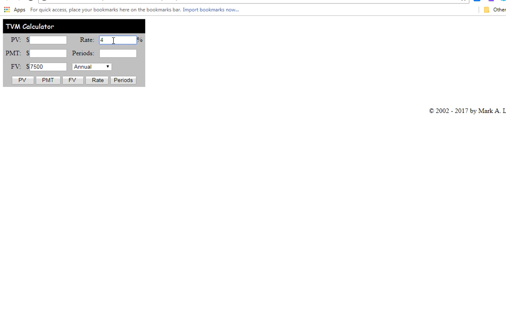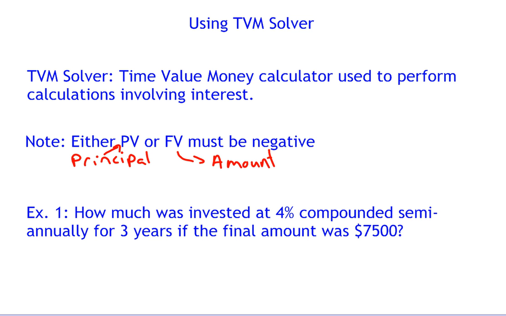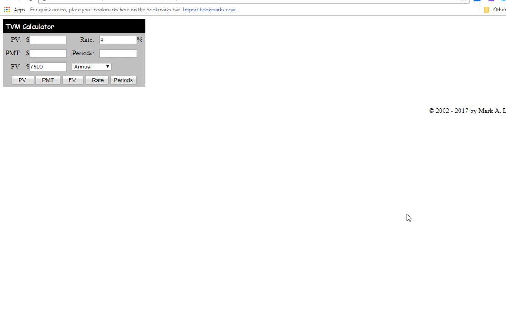Here, and the number of periods. In order to figure out the number of periods, we need to know how long this is for and how often. So if we flip back to the original question, the question said it's for 3 years but compounded semi-annually. So semi-annually is twice a year. For 3 years, 2 times 3 is 6. So the number of periods is going to be 6. We'll plug in that this is semi-annually.